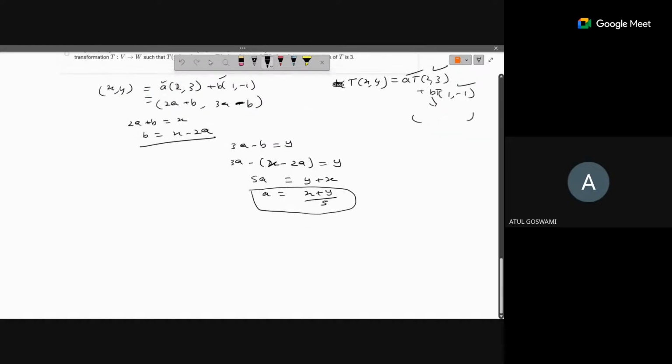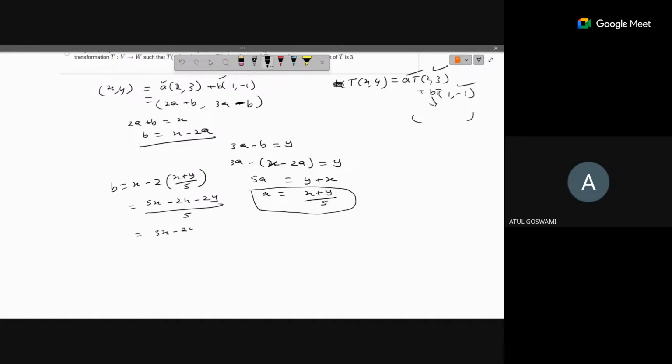And what is b? b would be x minus 2 times (x plus y) upon 5. So this would be (5x minus 2x minus 2y) upon 5, which is (3x minus 2y) upon 5. This is b. Okay, so I have a and b, so I will put them in this equation.